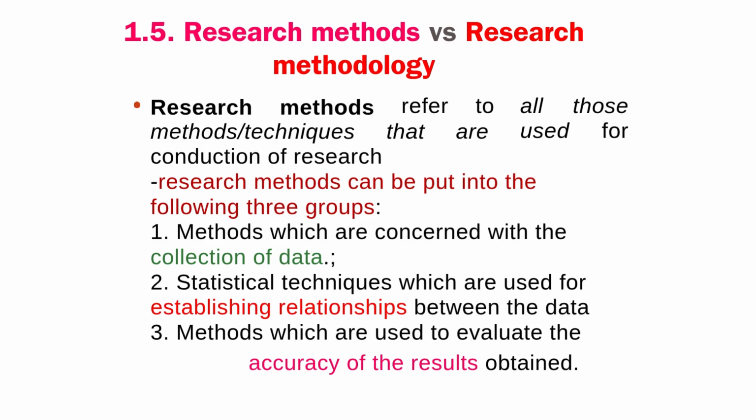Research methods can be put into the following three groups. 1. Methods which are concerned with the collection of data. 2. Statistical techniques which are used for establishing relationships between the data. 3. Methods which are used to evaluate the accuracy of the results obtained.